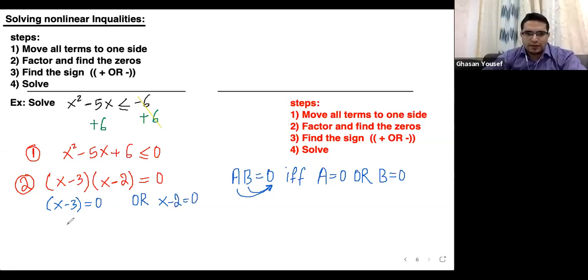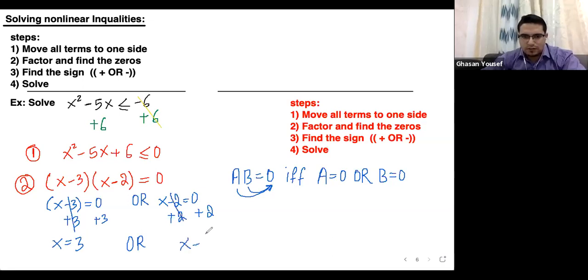Okay, now we should add 3, like she said. We add 3 to both sides. And here we have to add 2 to both sides to cancel the 3 and the 2. So we're adding 3, now it cancels out, x equals 3, or this cancels out, x equals 2. So I find the zeros, x equals 3 and x equals 2.